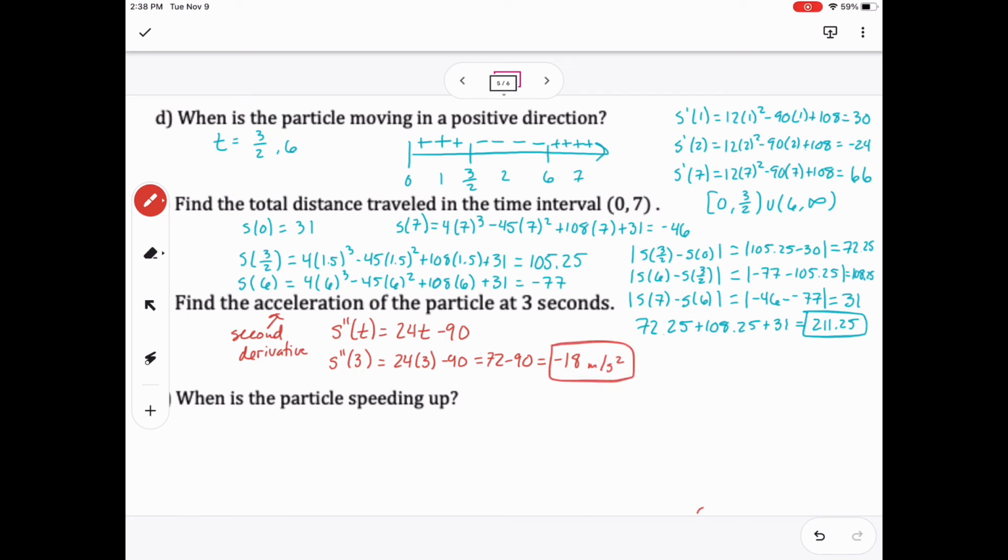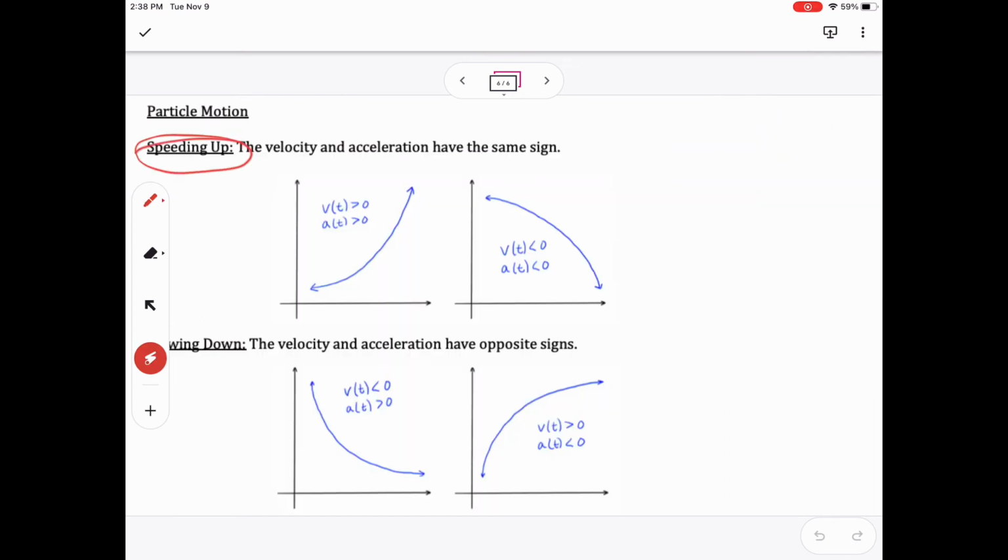And then for the last one, I'm looking at when is the particle speeding up. Now the idea of speeding up means that your velocity and acceleration are doing the same thing, so they have the same sign. So when they're both positive, it's speeding up or going faster in a positive direction. When they're both negative, that means they're speeding up in a negative direction. So for slowing down, that means the velocity and acceleration have opposite signs, so they're doing the opposite thing. So then that means they're tapering off and heading towards a velocity of 0.